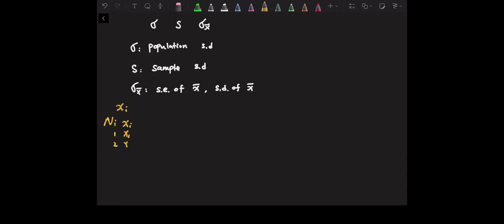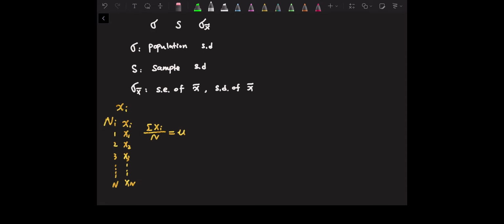Student number 2, I can collect the test score, all the way to student number n, I can collect a test score x sub n. So based on these n observations, I can easily calculate the population mean, which is mu. Let me write it here. Sum all the values of x, divided by the total number of observations, and I get the population mean mu.